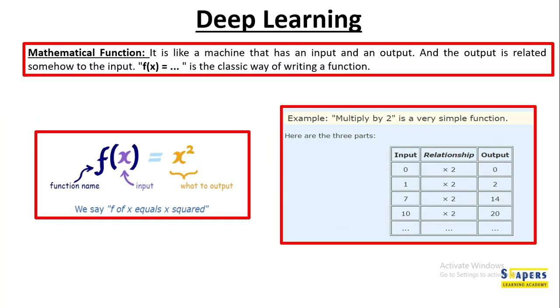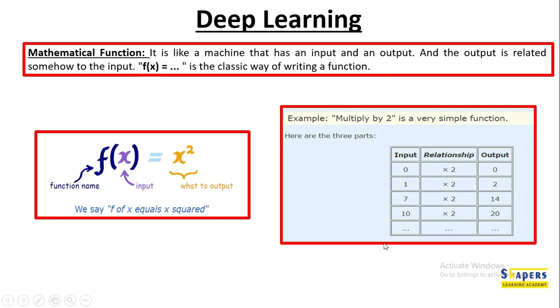Let's understand certain basic concepts. Mathematical function. Since this word comes across in this deep learning module at many places, let's have a refresher. People who know functions very well or are good at mathematics may not need this, but refreshing this basic concept is a good thought. What is a mathematical function? It's like a machine that has an input and an output, and the output is related somehow to the input. That's called a function.